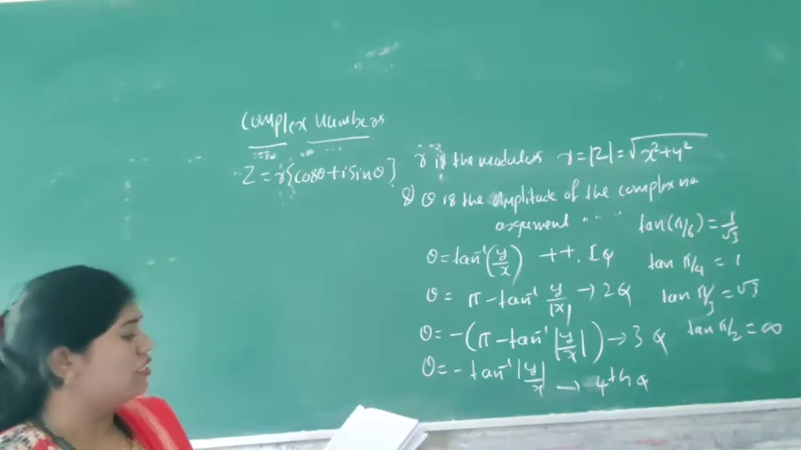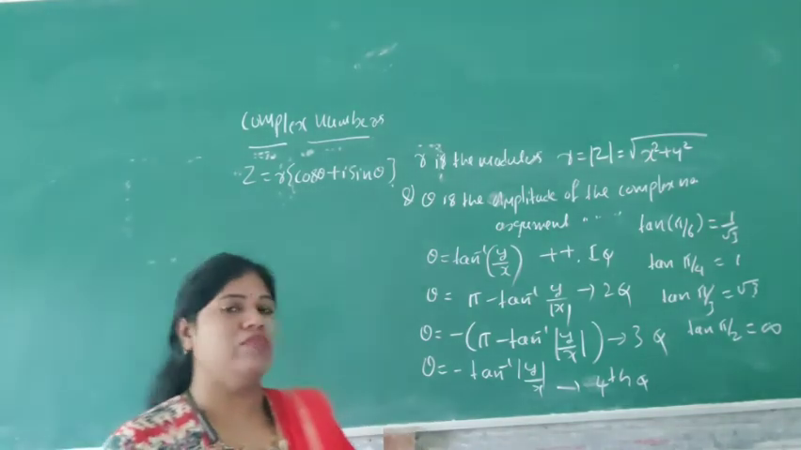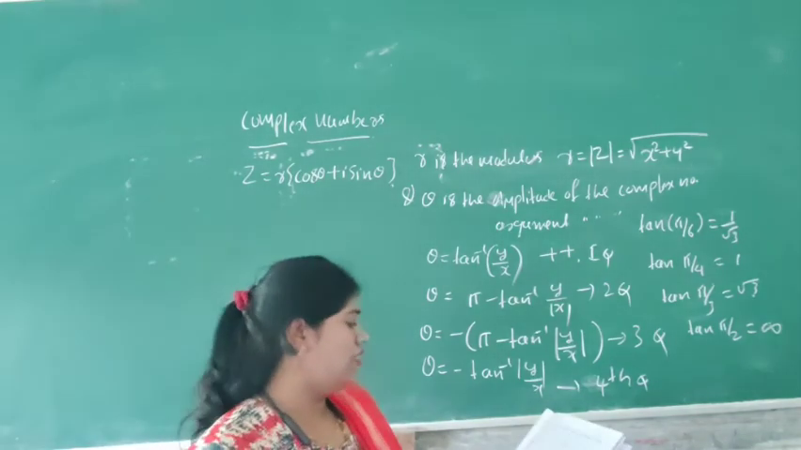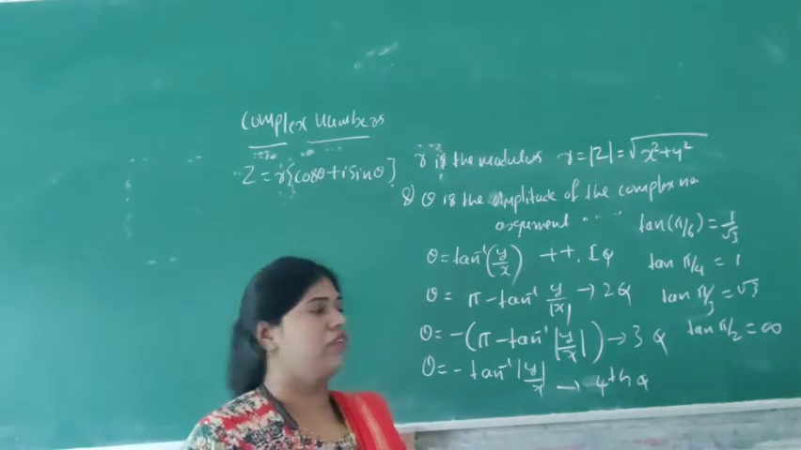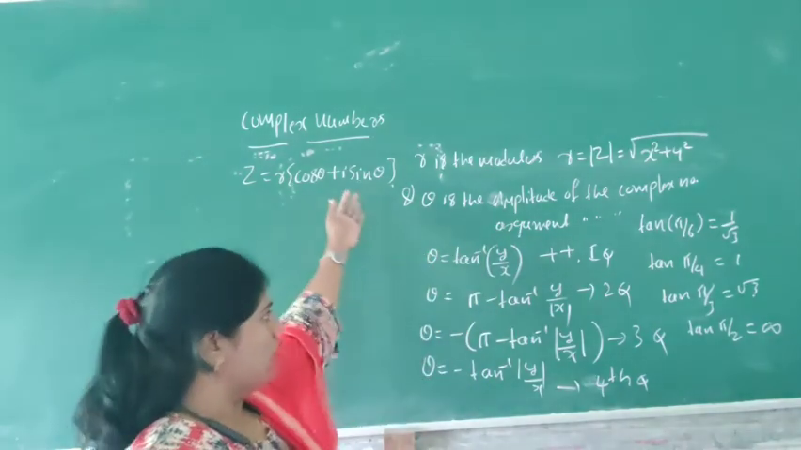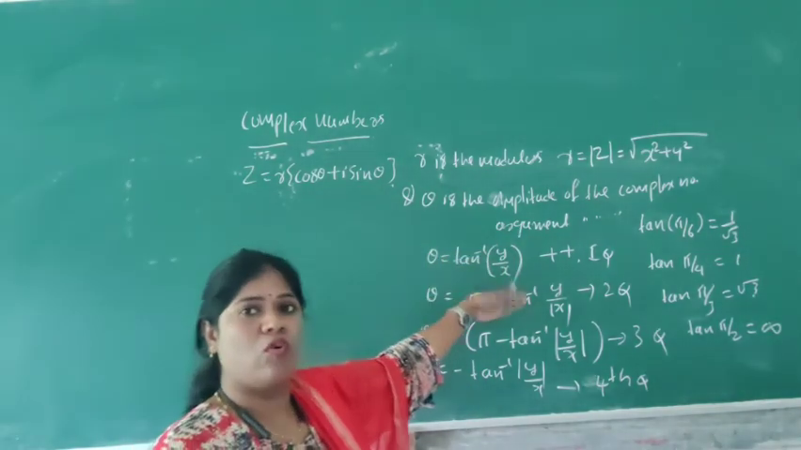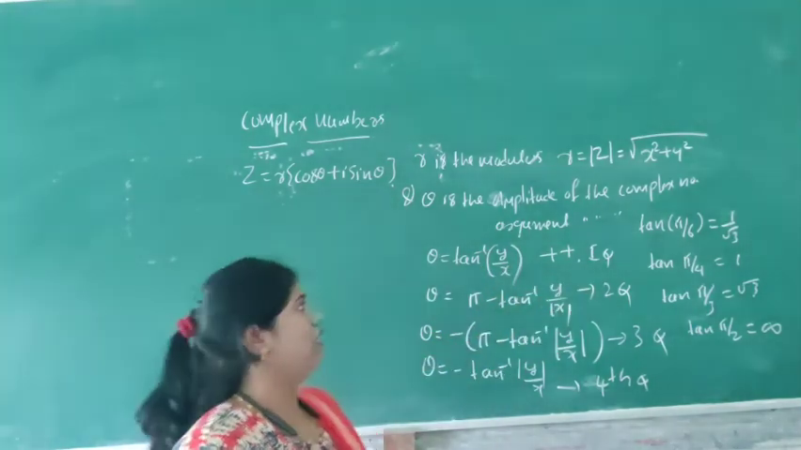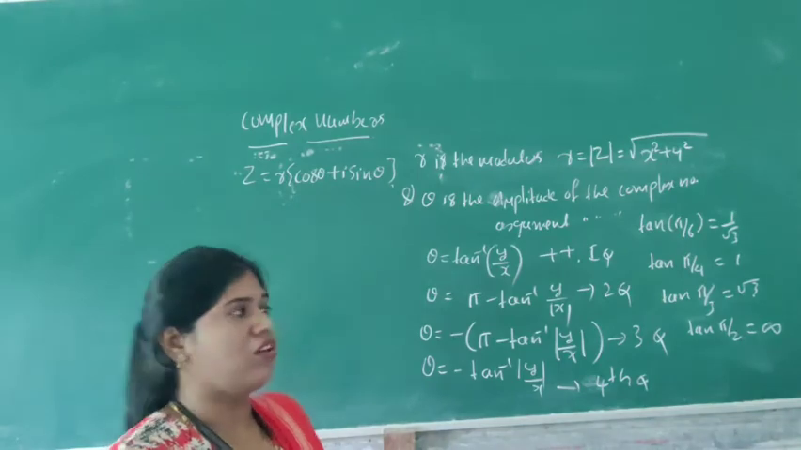Tan pi by 6 is 1 by root 3, tan pi by 4 is equal to 1, tan pi by 3 is equal to root 3, and tan 90 degrees is equal to infinity. To find the polar form of a complex number, we need to know all four quadrant formulas along with this tan table. Then only we can solve the problems.